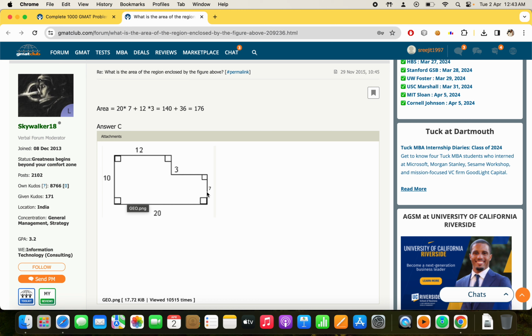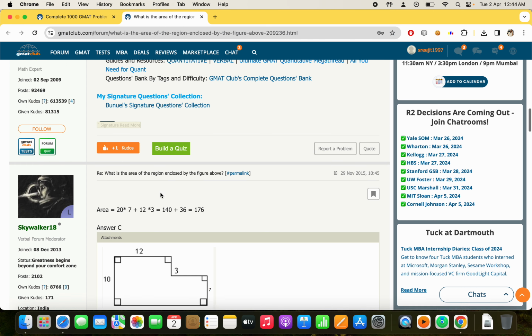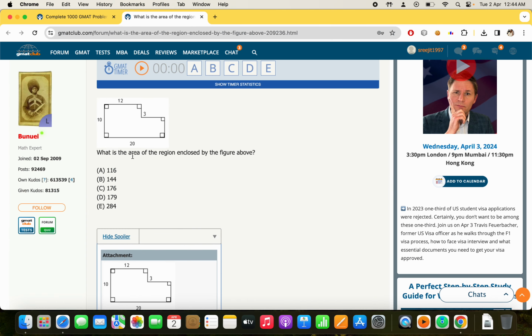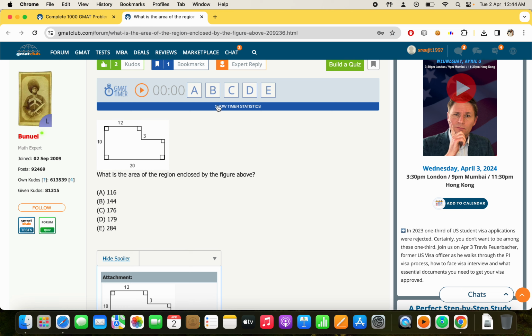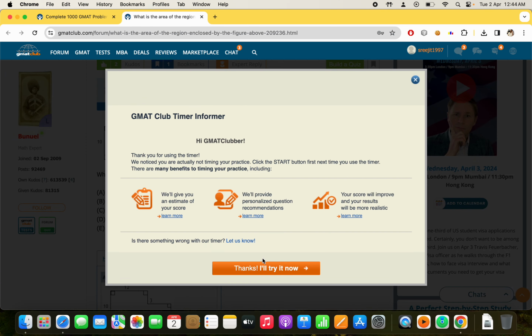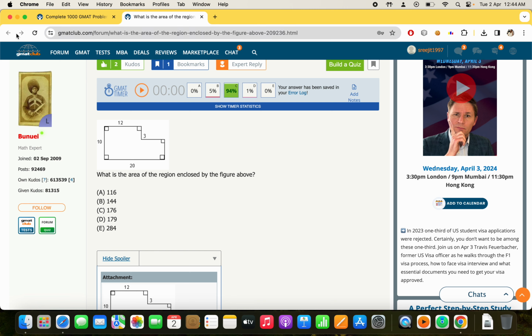So basically consider this part as one rectangle and the separate part as another rectangle. So that will be 10 into 3 into 12 is one rectangle part, and the next part is 7 into 20, which is 36 plus 140, and that makes it 176. So basically they're trying to find the entire area. I misinterpreted it. So the answer will be C. That makes sense. This was a good question.